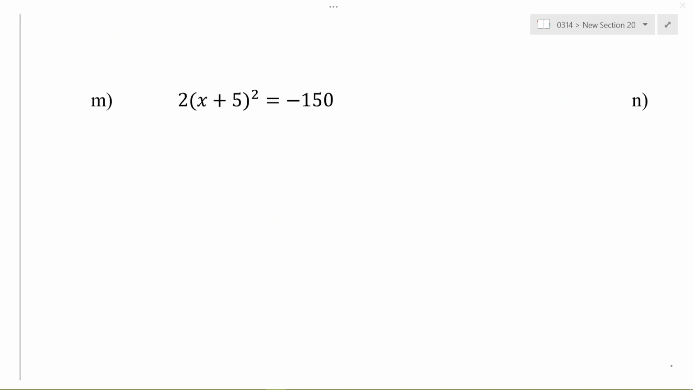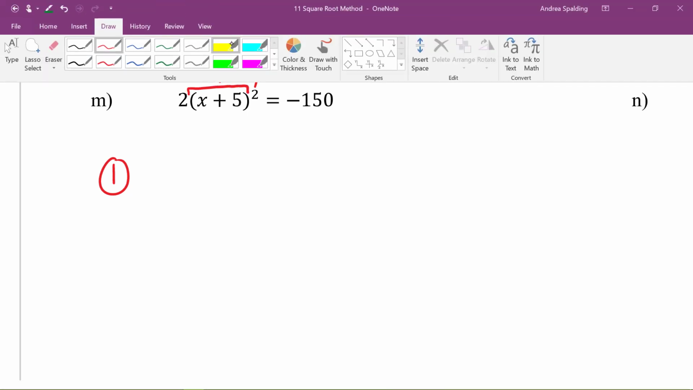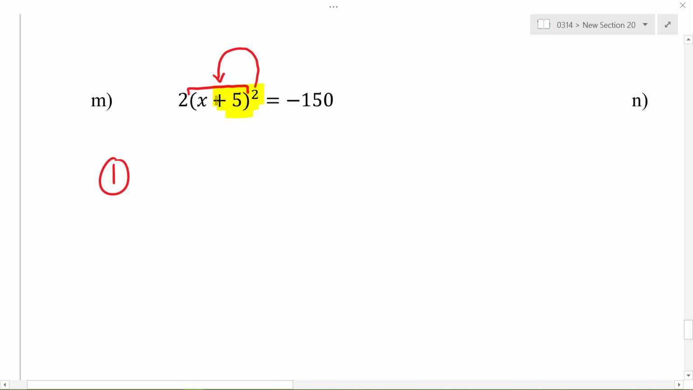We want to solve this equation using the square root method. Step 1 of solving using the square root method is to isolate whatever is being squared. So figure out what's being squared and get that by itself on one side. Here's the exponent of 2, here's the square. What does it apply to? It applies to everything in the parentheses directly in front of it, so that means it applies to this entire group, including the parentheses.